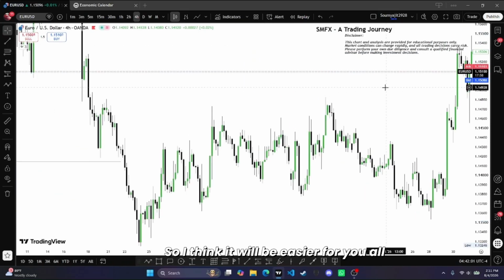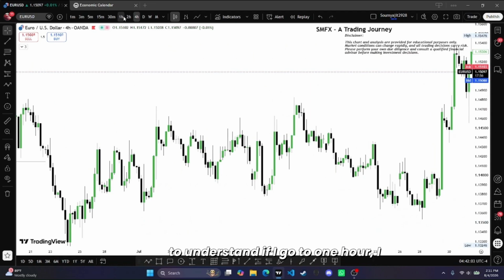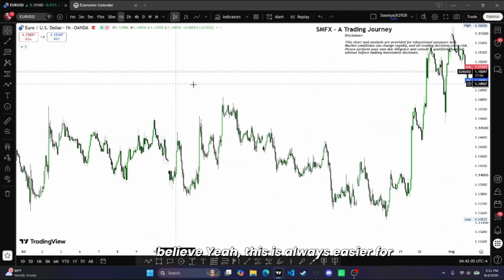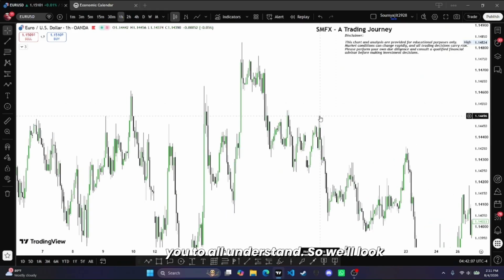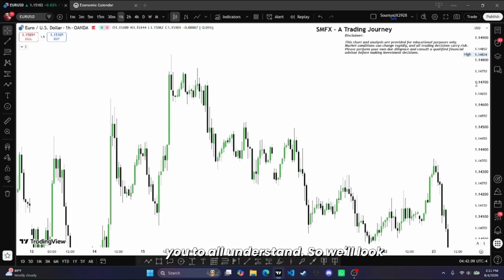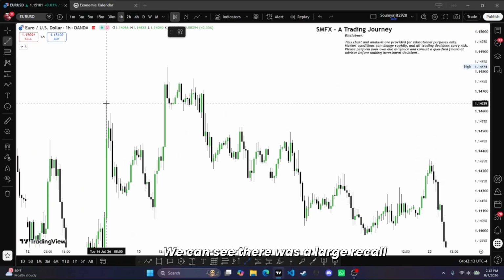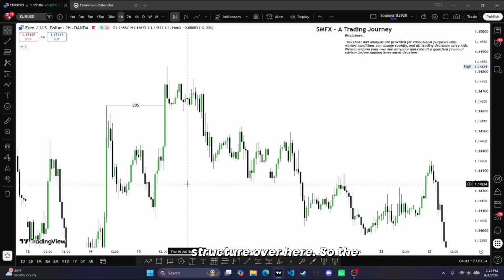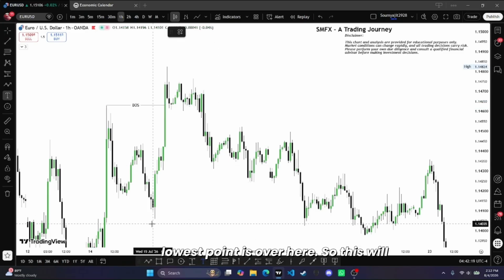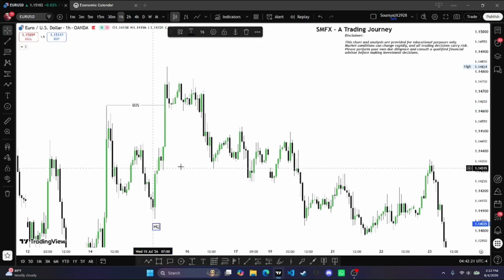So I think it will be easier for you all to understand if I go to 1 hour. Yeah, this will be easier for you all to understand. So we'll look into this particular area. We can see there was a last break of structure over here. So the lowest point is over here. So this will be our higher low. And this will be the higher high.